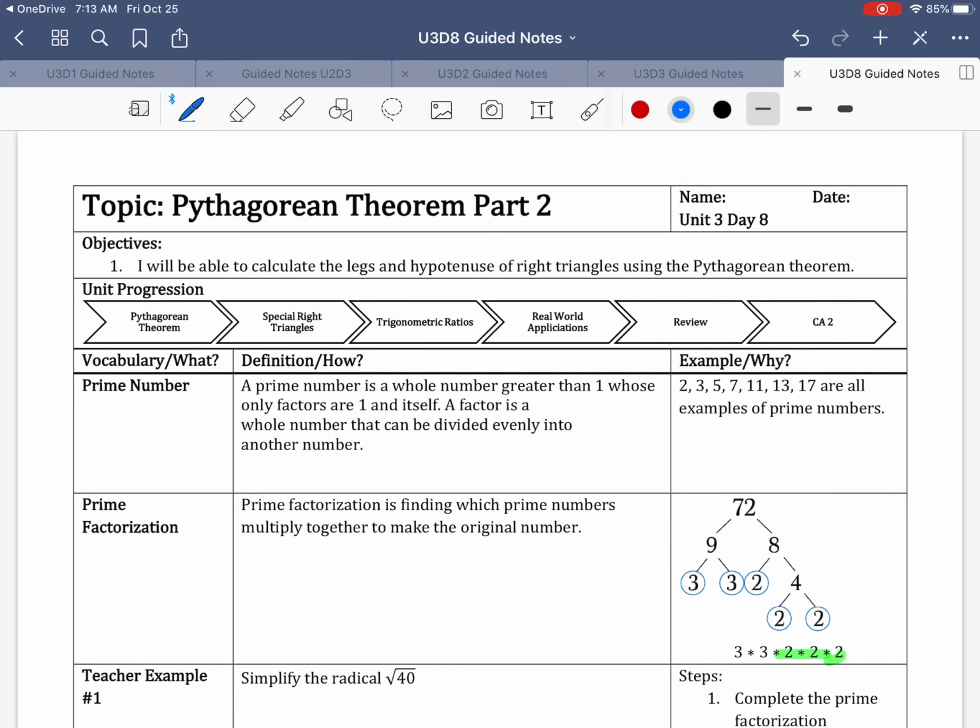Today we're doing Pythagorean Theorem Part 2, Unit 3, Day 8. Our objective is I will be able to calculate the legs and the hypotenuse of right triangles using the Pythagorean Theorem.